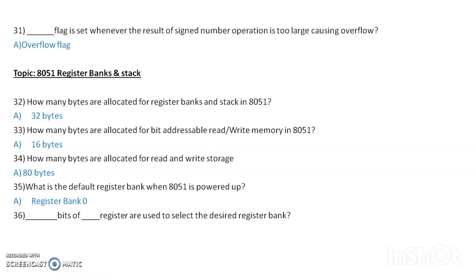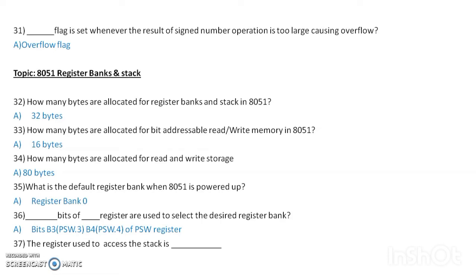If you want to make the transition from one bank to another bank, there is a register called PSW register, the program status word. In the program status register, you'll have 2 bits, bit 3 and bit 4, which are used to select what register bank you want to get into.